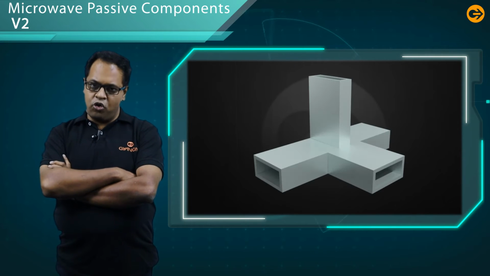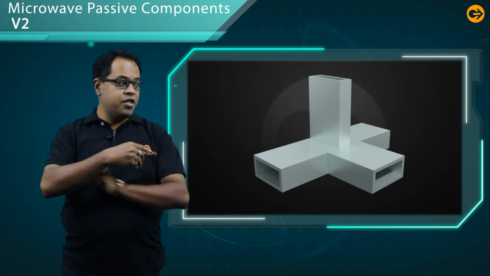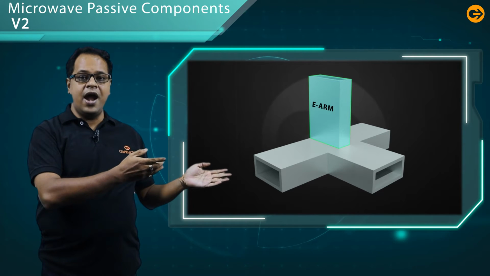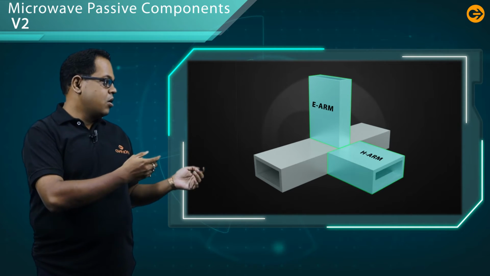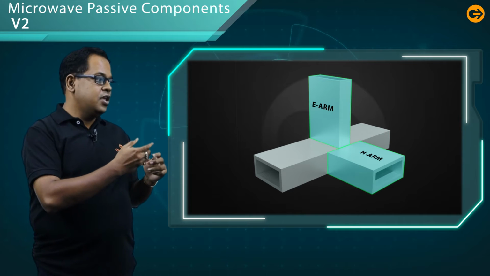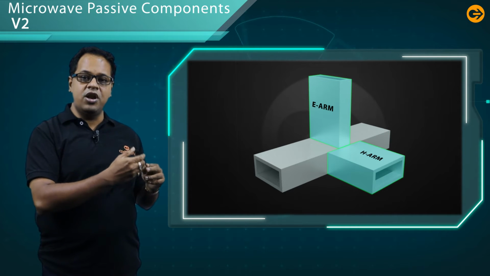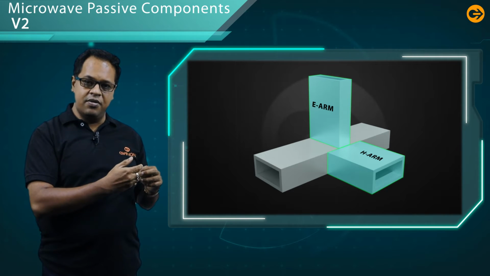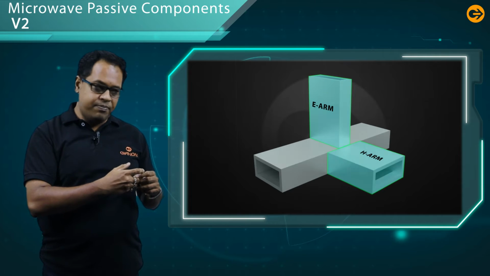In this segment we are going to discuss microwave passive components. In our earlier discussion, we already discussed directional coupler, E-plane T and H-plane T. In this segment we are going to discuss Magic T. The Magic T has 4 ports and it consists of E-arm and H-arm. We already discussed E-plane T and H-plane T or E-arm and H-arm earlier. Let us have a recap.